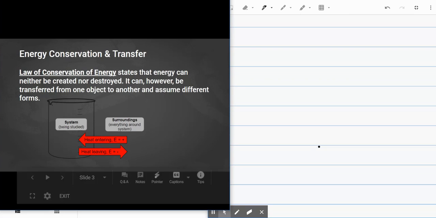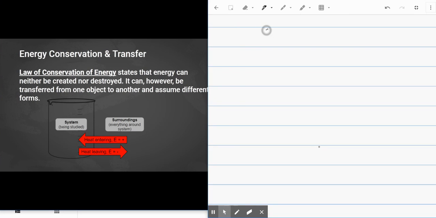So like in a roller coaster, you have potential energy due to gravity, and then that turns into kinetic energy when the roller coaster goes down the hill, right? So energy can be transformed into different types, and it can be transferred between objects.